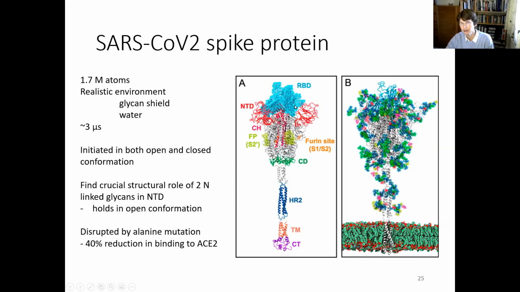Nothing's going to happen unless this part of the protein can bind to these receptors in your lungs. As I say, this is not my area of expertise, but I was just interested to see the type of simulations that people were doing. There's a lot of binding to various drugs.